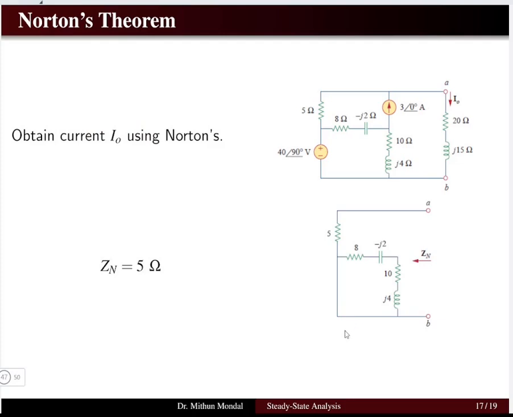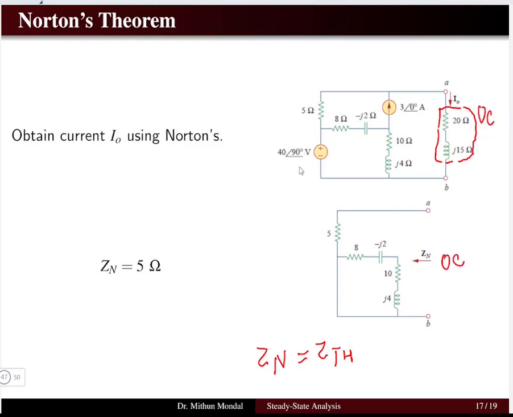Now, first we will try to obtain the Z Norton. So Z Norton is equal to Z Thevenin, which is obtained by open circuiting the terminal. So whatever the parameters are connected, that you open circuit. So we have open circuit here.